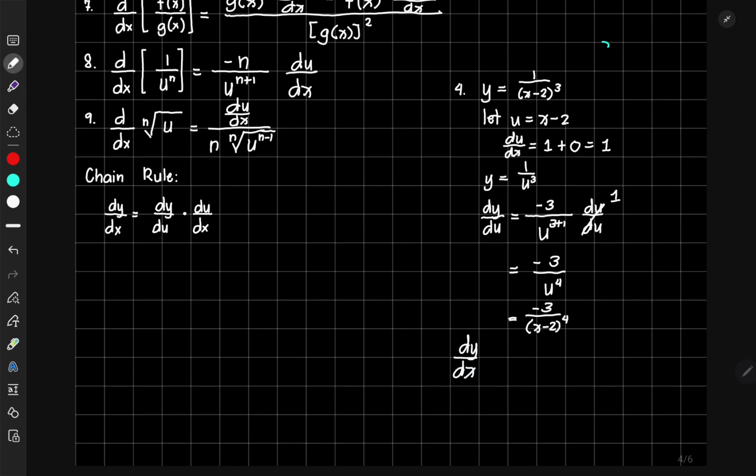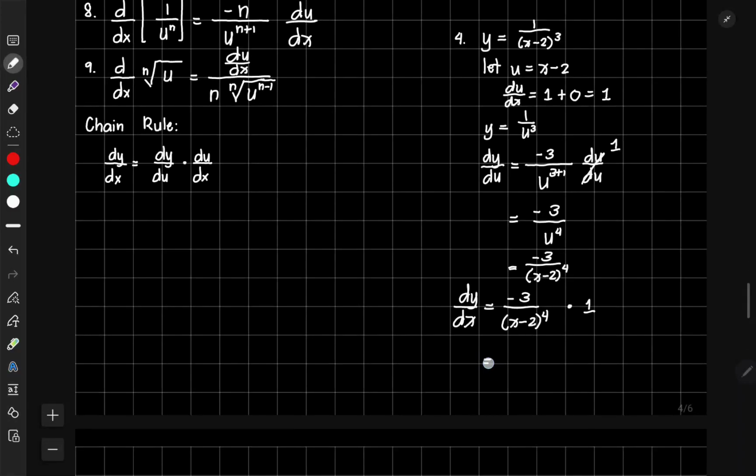over dx. So from our chain rule, that would be dy over du multiplied by du over dx. So yung dy over du natin is ito siya. So we have negative 3 all over x minus 2 raised to 4. So, multiplied by yung du over dx. Saan na yung du over dx? Ito. So, that is equal to 1. So, multiplied by 1 lang natin yan.